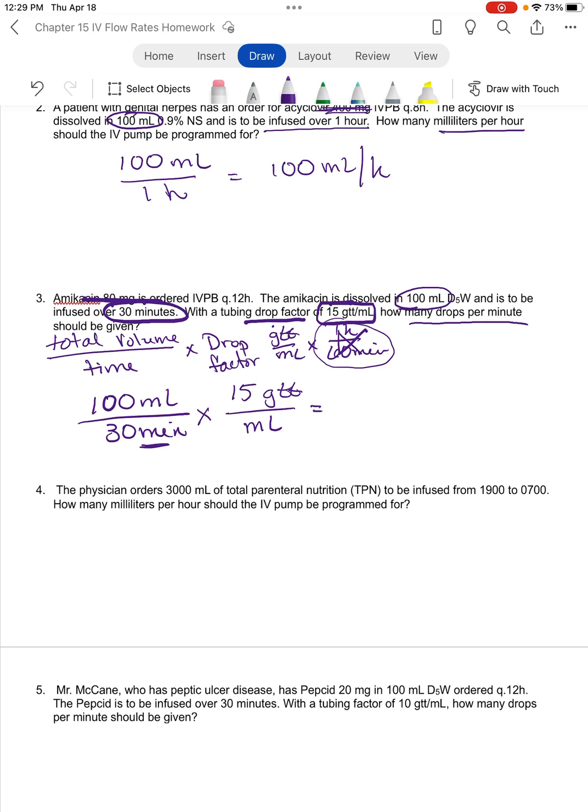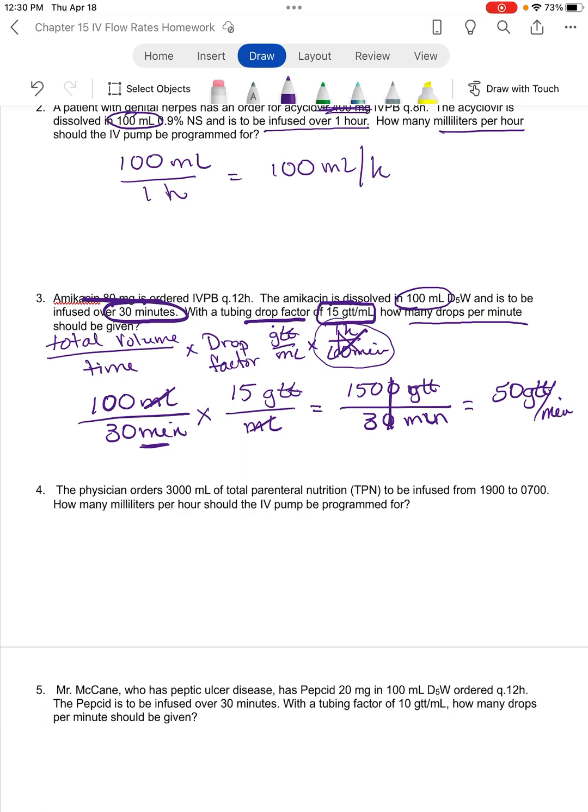So then I'm just going to multiply and cancel out my milliliters. Multiply straight across, so 100 times 15 is 1,500, and that's drops. And then 30 times 1 is 30. And that gives me minutes, not milliliters. If I get a 0 on top, 0 on bottom, I'm always going to cancel it. It's fewer numbers in the calculator or fewer numbers in my head. So 150 divided by 3 is 50. So it's 50 drops per minute.